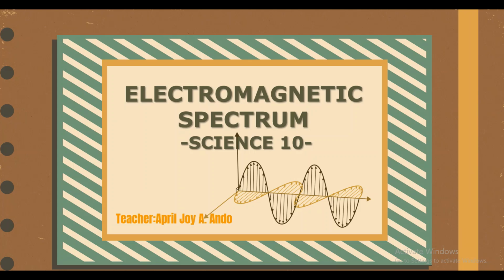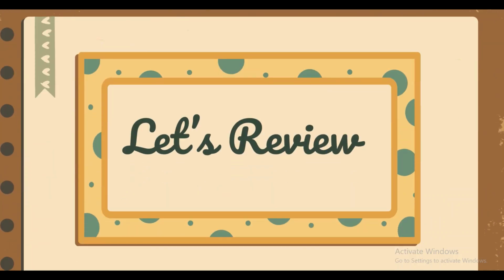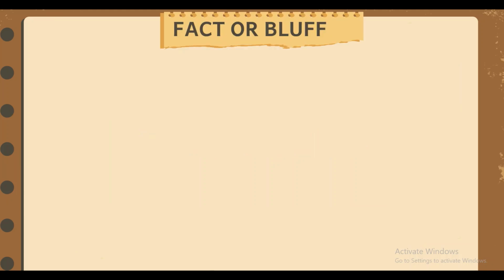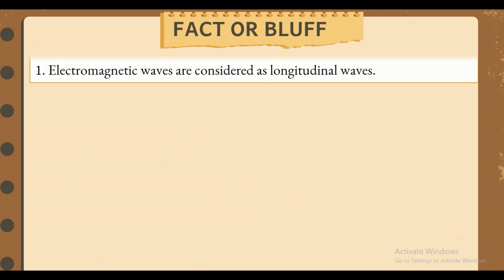This is one of the topics in Science 10, and it's still related to our topic about electromagnetic waves. So let's have first our review about the electromagnetic waves. We will have it in a form of fact or bluff. I'll be showing you 6 different statements, and you decide whether it's a fact, if it's true, and bluff if it's false. So let's start with statement 1.